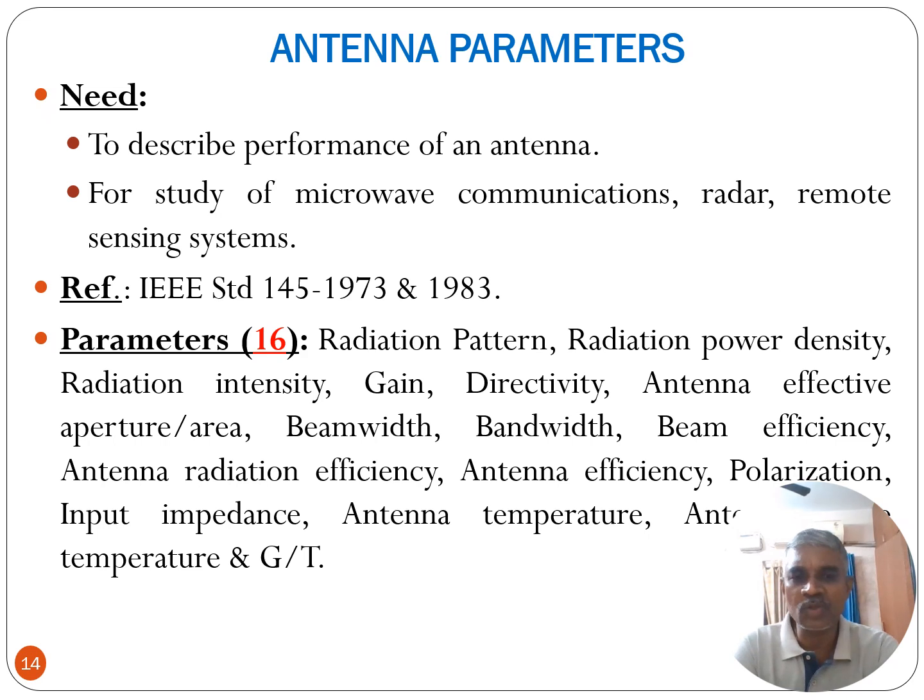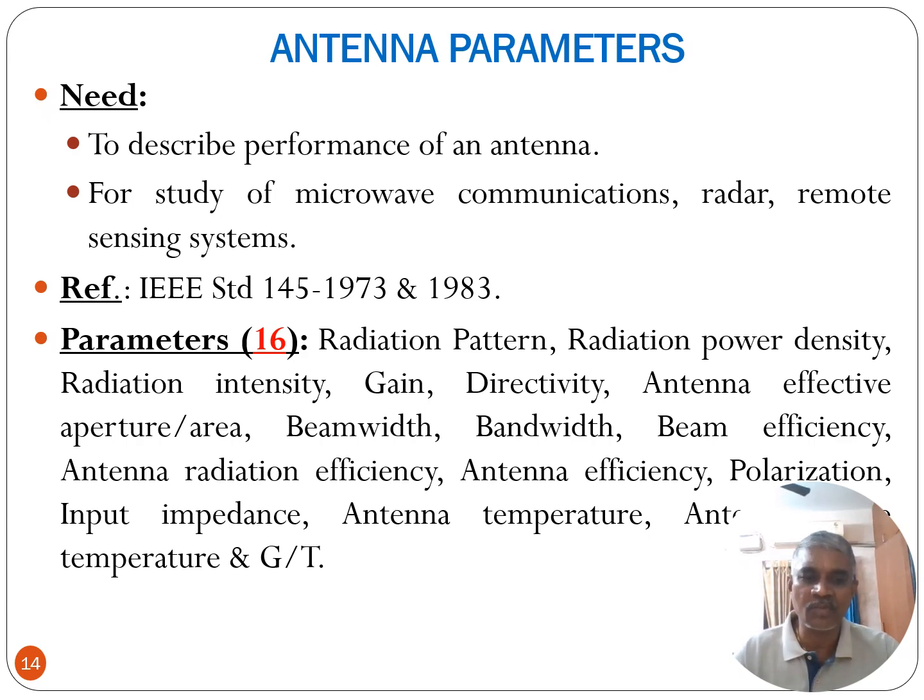So the foremost important parameter is the radiation pattern. From the radiation pattern, it can be extended to further derived quantities: radiation power density, intensity, gain, directivity, antenna effective area and aperture, beam width, bandwidth, beam efficiency, antenna radiation efficiency, and antenna total efficiency, and the orientation of the electromagnetic fields or waves within the antenna to free space, or from free space to the antenna side, that is, the antenna at the receiver side. Then we have the input impedance, antenna temperature, and gain to temperature ratio. So we will see them one by one.